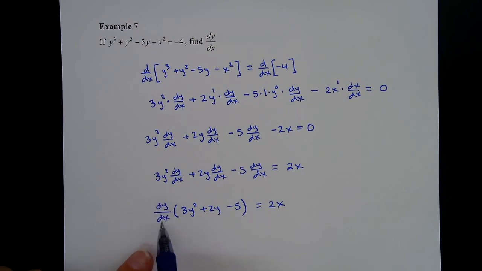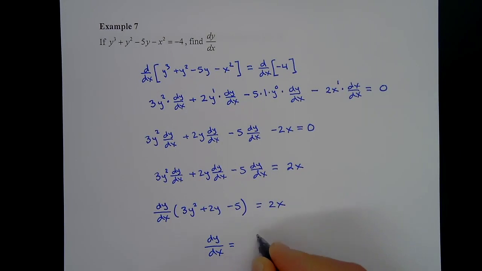So to get the dy over dx by itself, because I'm multiplying dy over dx by 3y squared plus 2y minus 5, all I have to do is divide both sides by this, and I'll have what dy over dx is. So dy over dx winds up being 2x over 3y squared plus 2y minus 5.